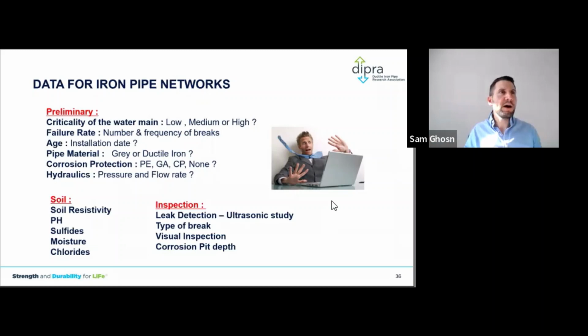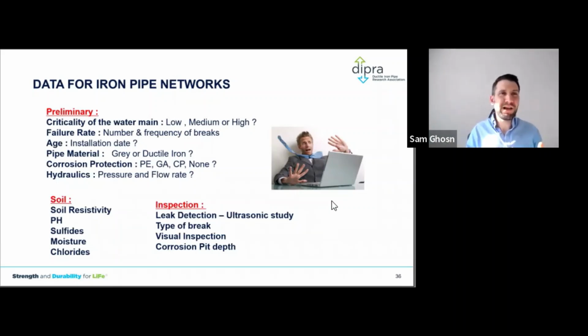Corrosion protection. Do I have polyethylene encasement on that pipe? Possibly not, if the pipe was installed in the 1800s. Do I have galvanic anodes? Did I install any corrosion control on this pipe down the line? Was a cathodic protection system installed after the fact or at some point during the life of that pipeline?